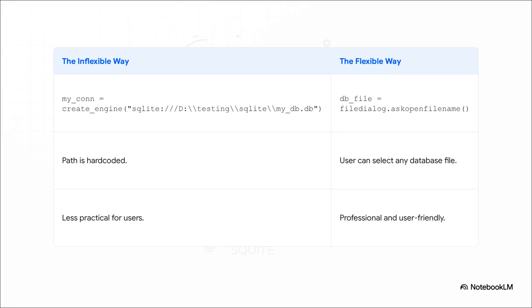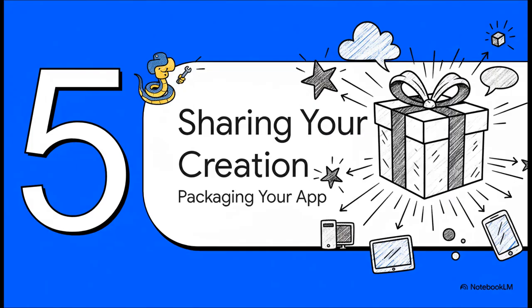The flexible way, on the other hand, uses Tkinter's file dialog to let the user browse their computer and select their own database file. It is a tiny change in your code that makes a world of difference in usability.